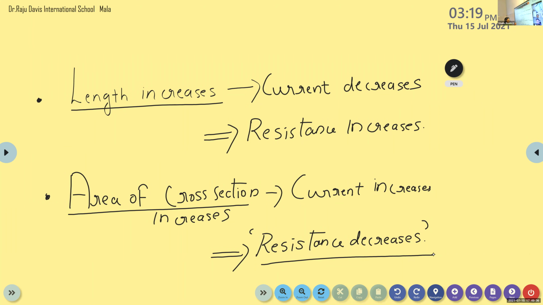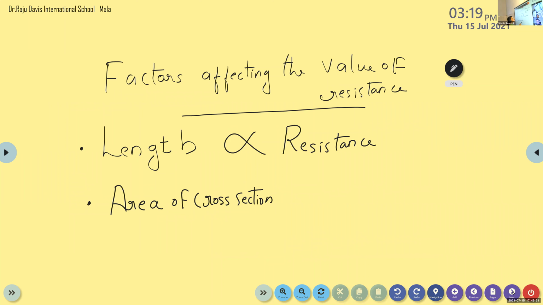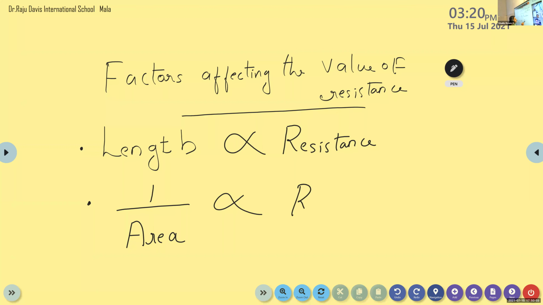Whenever the area of cross section increases, the value of the resistance decreases. They are inversely proportional. So the area of cross section is inversely proportional to resistance. Okay. So we can write 1 by area is proportional to resistance.